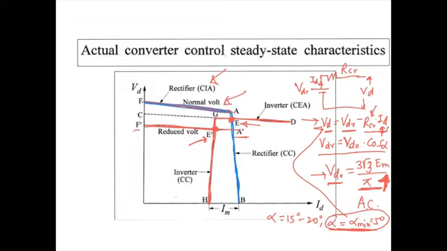So finally, to summarize, the rectifier consists of two characteristics, namely CIA and CC, and the inverter is also equipped with two characteristics, namely CEA and CC.